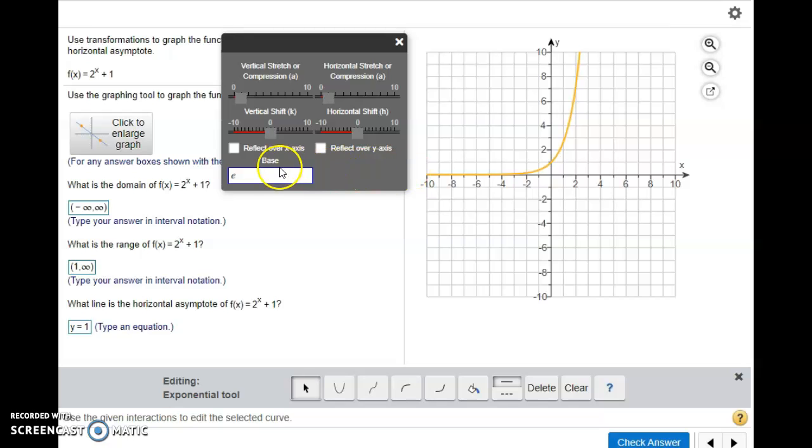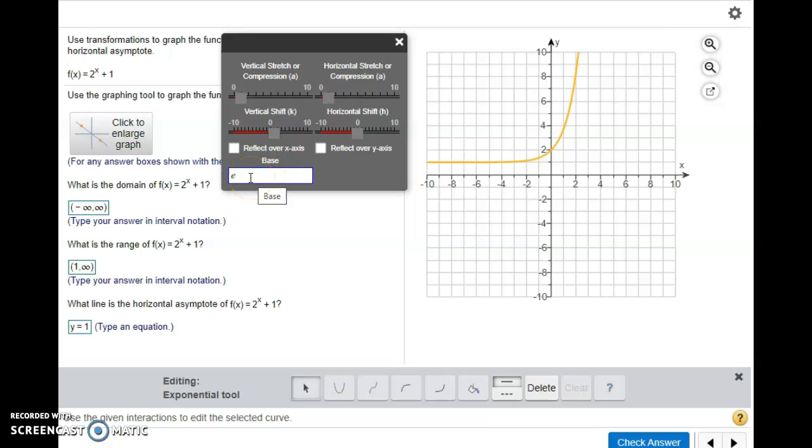I now go over to the transformation box that lets me change how this looks. So the first thing I want to do, since it's 2 to the x plus 1, my 1 is outside my function, that is a vertical shift. So I'm going to slide over to plus 1, and that moved it up one place on the coordinate plane. But I also need to change the base.